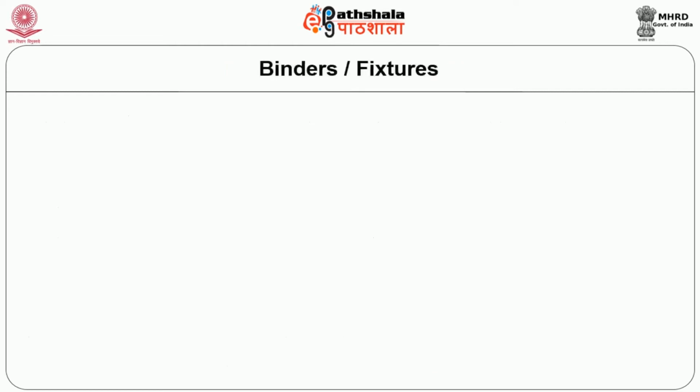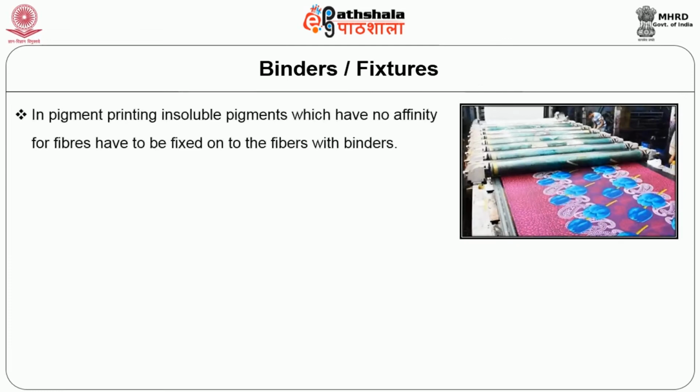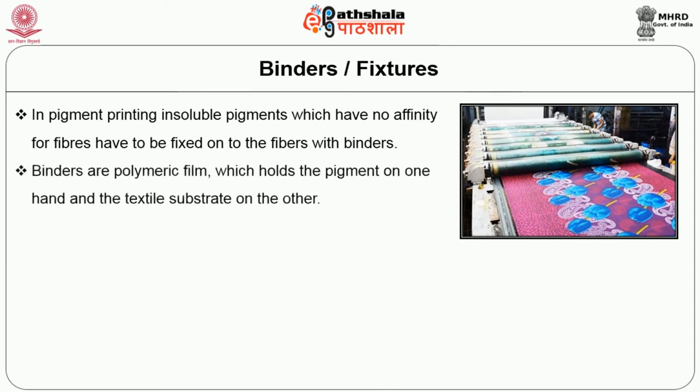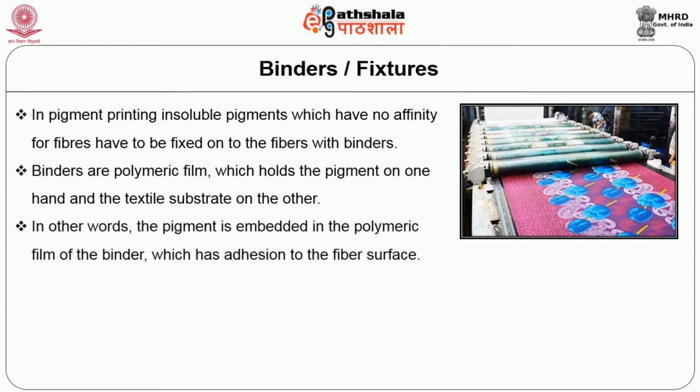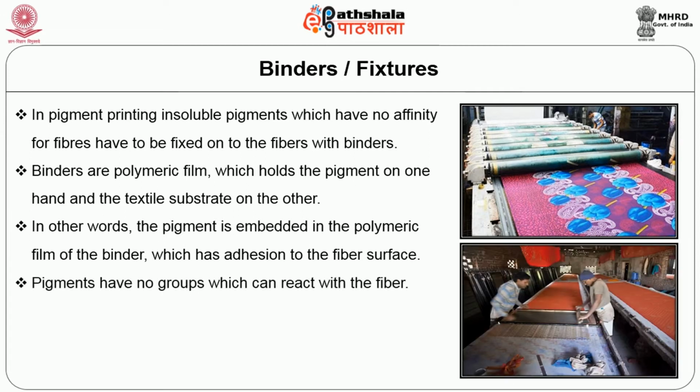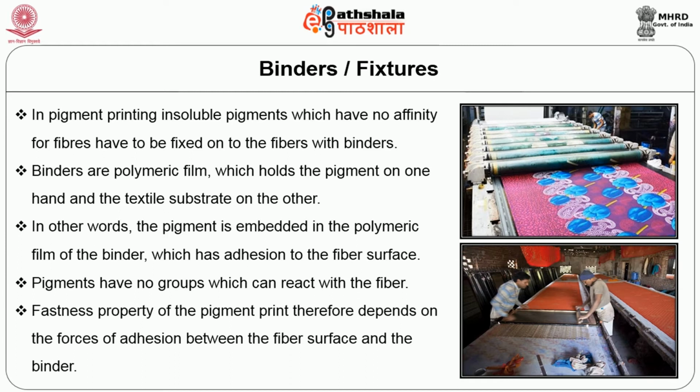Next is binders or fixtures. In pigment printing, insoluble pigments which have no affinity for fibers have to be fixed onto the fiber with binders. Binders are polymeric film which holds a pigment on one hand and the textile substrate on the other. In other words, the pigment is embedded in the polymeric film of the binder which has adhesion to the fiber surface. Pigments have no groups which can react with the fiber. Fastness property of the pigment print therefore depends on the forces of adhesion between the fiber surface and the binder.